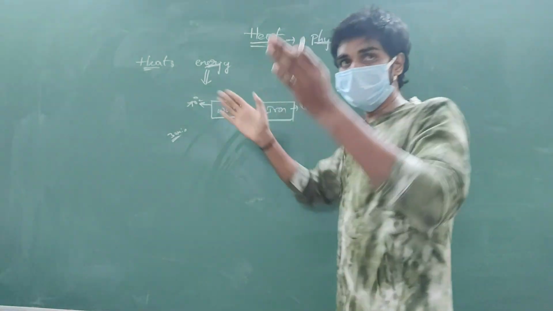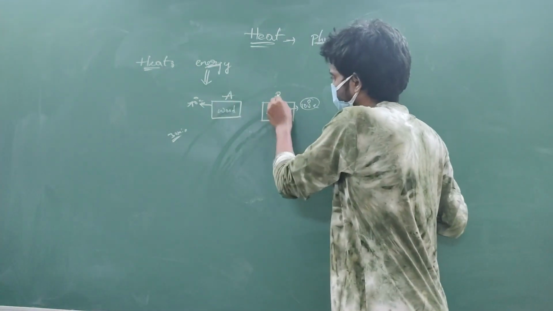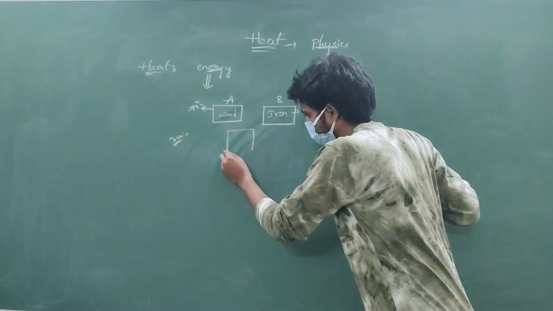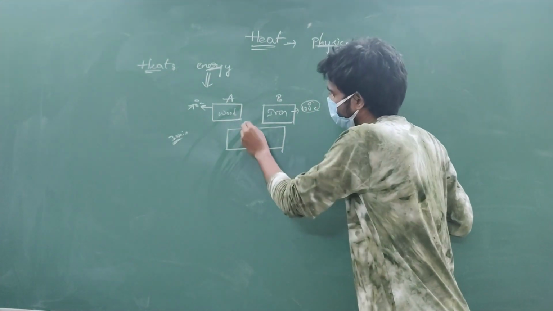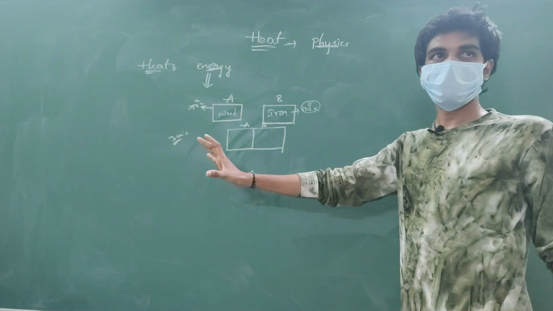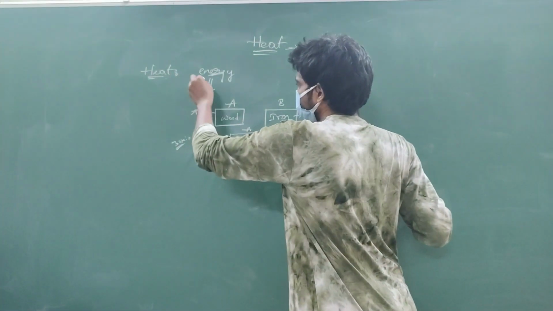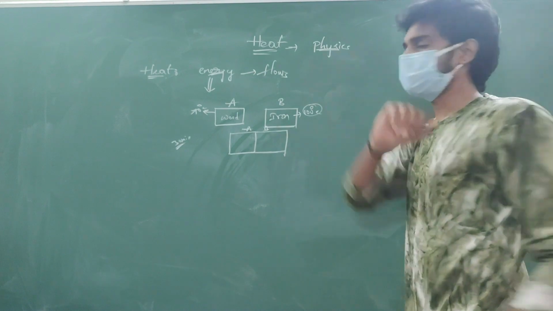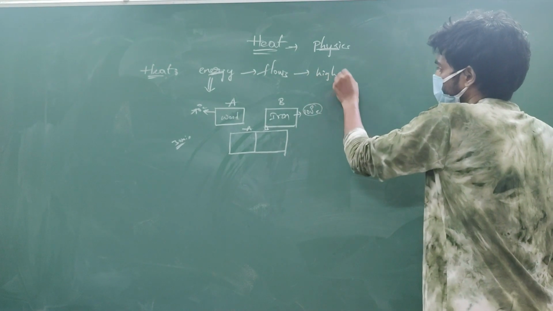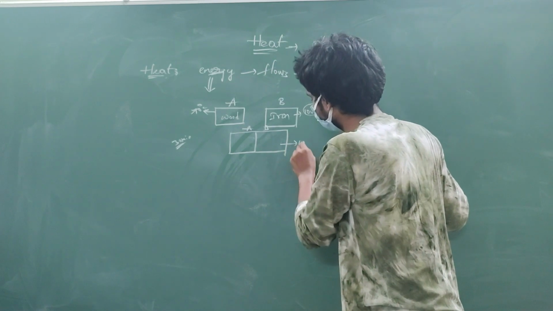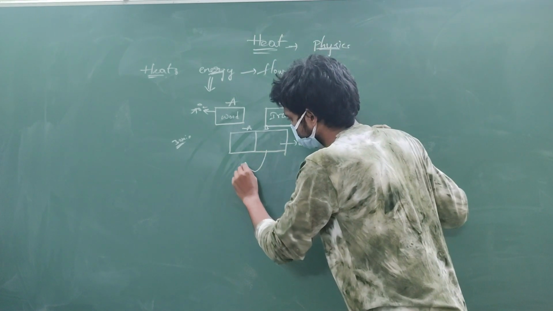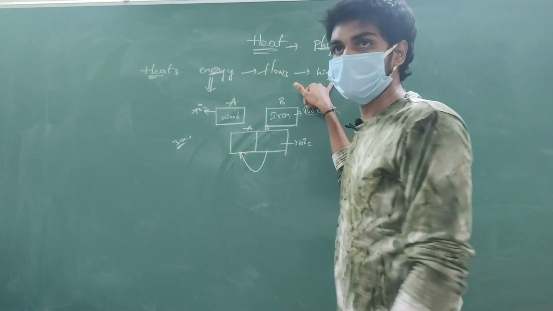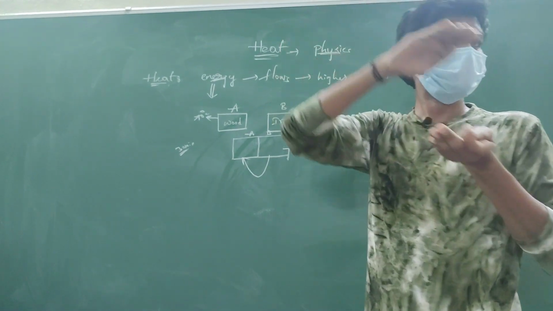Now, let's say this is block A and this is block B. If you put these two blocks in contact with each other, the major thing that happens is, as the definition says, heat energy flows from a body at higher temperature. Let's say B has a temperature of 100 degrees centigrade. So heat always flows from a body at higher temperature to a body at lower temperature.